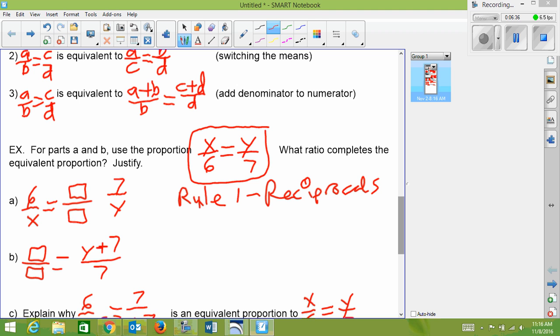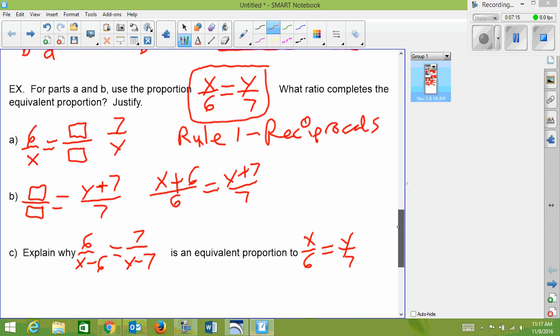This one, I have what over what equals y plus 7 over 7. Well, which one was it where I added the bottom to the top? That was the third rule, right? So if I do that to this first part of the proportion as well, I would have x plus 6 over 6, and then it equals your y plus 7 over 7. Which rule did I use there to do that? I used the property of proportions, the rule number 3. This one, where you add the denominator to the numerator.